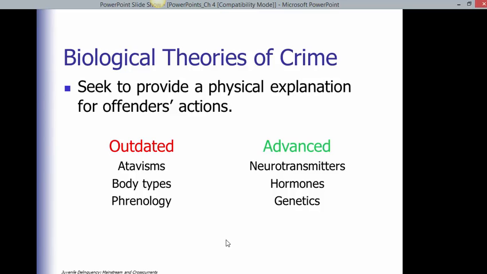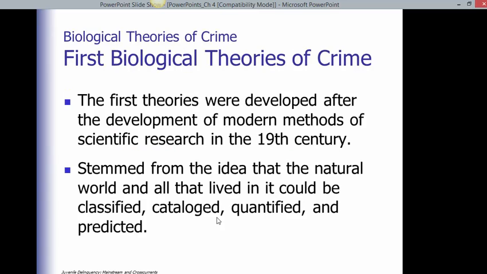Outdated examples include atavism, body types, and phrenology. Advanced theories include neurotransmitters, hormones, and genetics. First biological theories of crime. The first theories were developed after the development of modern methods of scientific research in the 19th century.